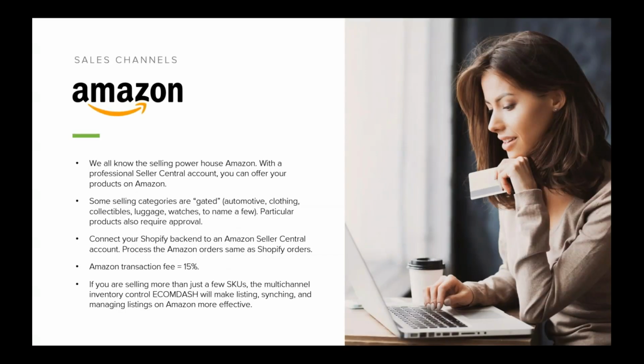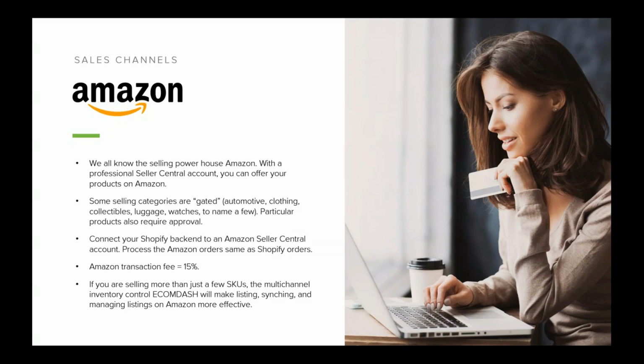First one being Amazon. I mean, everybody here knows Amazon, and with a professional Seller Central account, you can list your products. Well, you can list them manually, but the best way is to do it through your Shopify store. Now, not every category is open. Some are gated, as Amazon calls them, and you need to get permission to list your products. But you'll immediately start receiving orders through the Amazon sales channel.